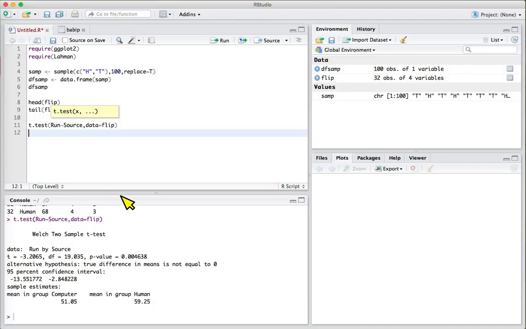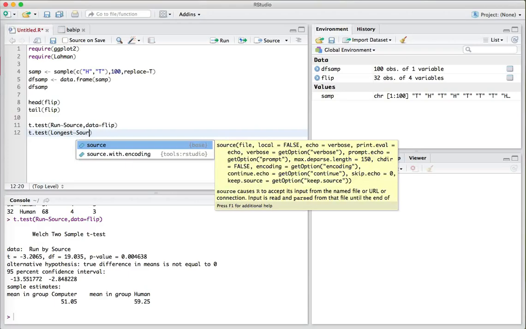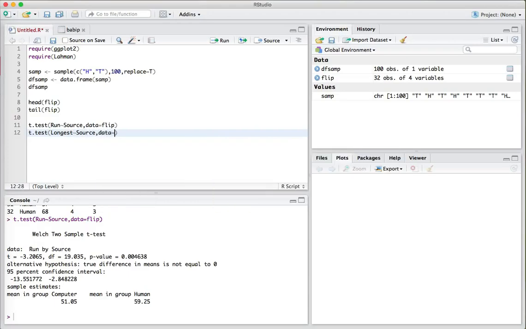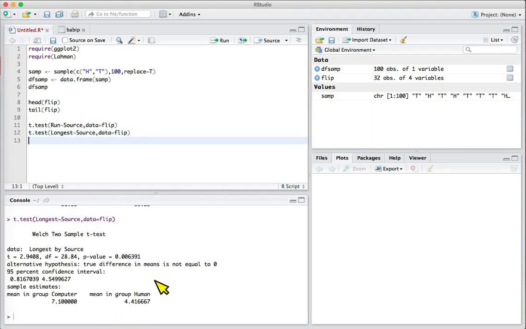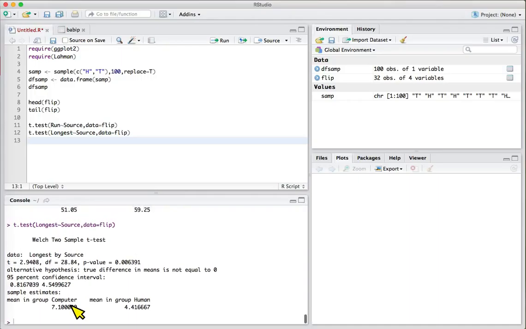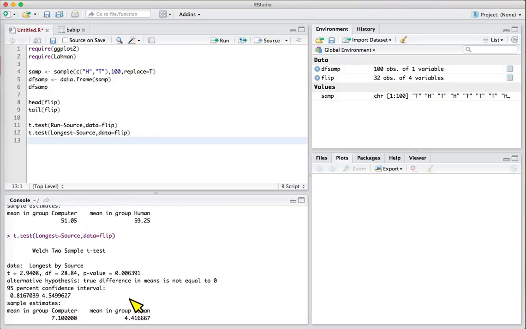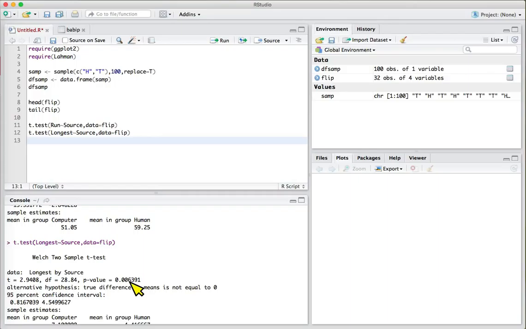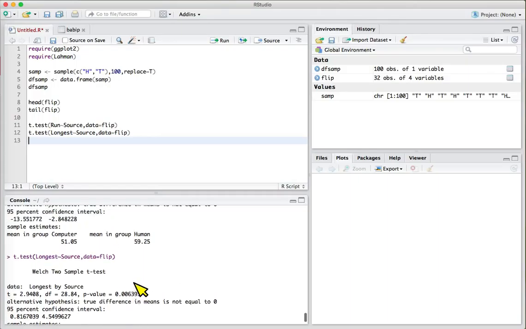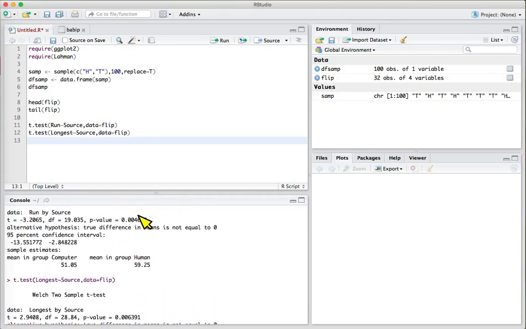We can also look at what the length of the longest run would be. So we'll do the same sort of command here. So the longest run on average that the computer generated was 7 heads or tails in a row, whereas students it was 4, 4.5. Both of these differences are significantly different. As you can see, the p-values are very, very small for both of those t-tests.